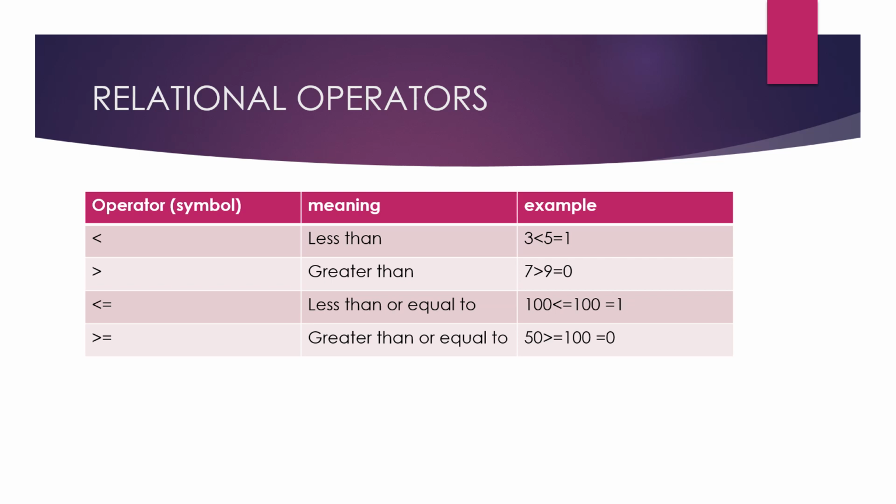In the first example we can see that 3 is greater than 5, and that is evaluated to 1, and 1 in computer language means true. In the second expression, 7 is greater than 9, and that is not true, so it gets evaluated to 0, which is false. The same thing we can see with less than or equal to. 100 is less than or equal to 100 is 1, because we have equal to, so 100 is equal to 100. Even if one condition fails, it still satisfies and becomes 1, which is true. And for greater than or equal to, 50 is greater than or equal to 100 is not true, and that is false.